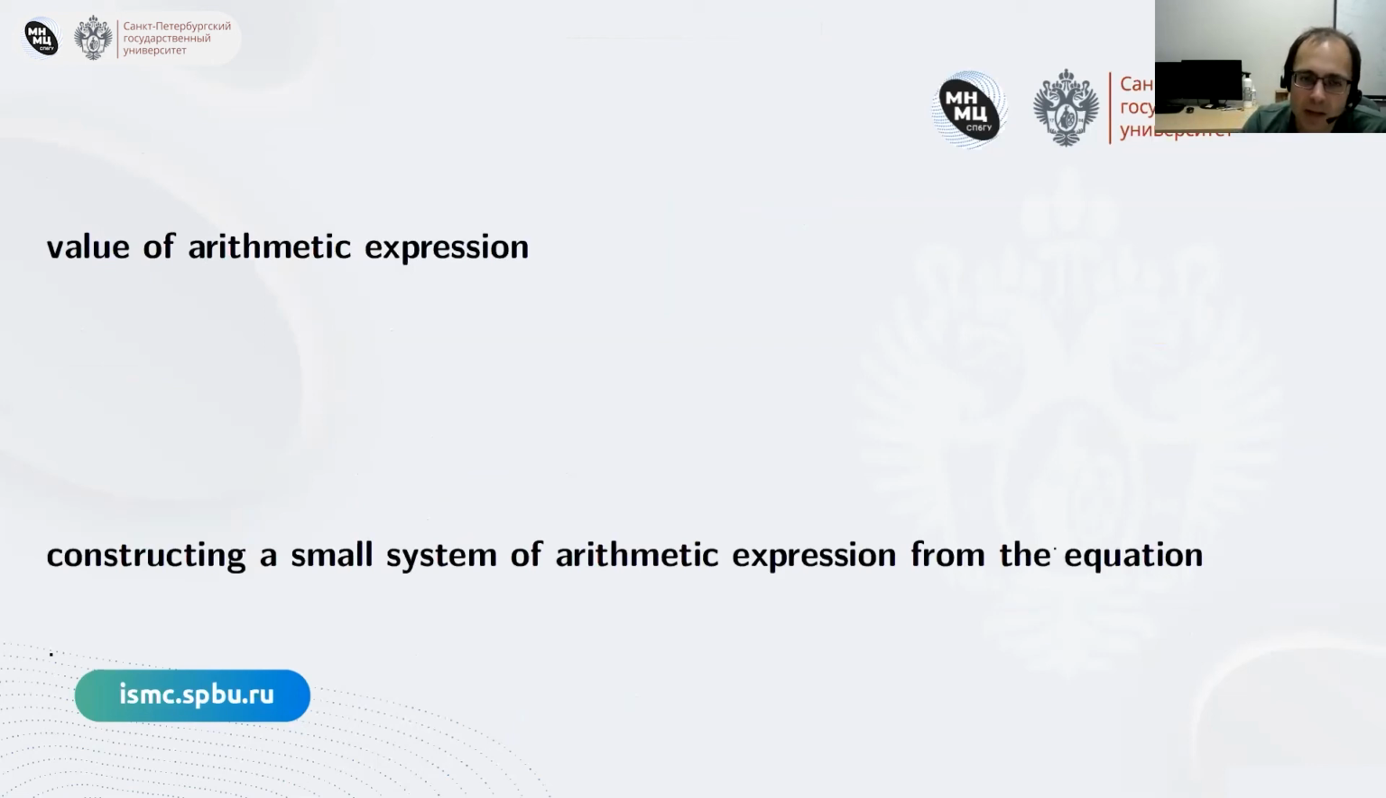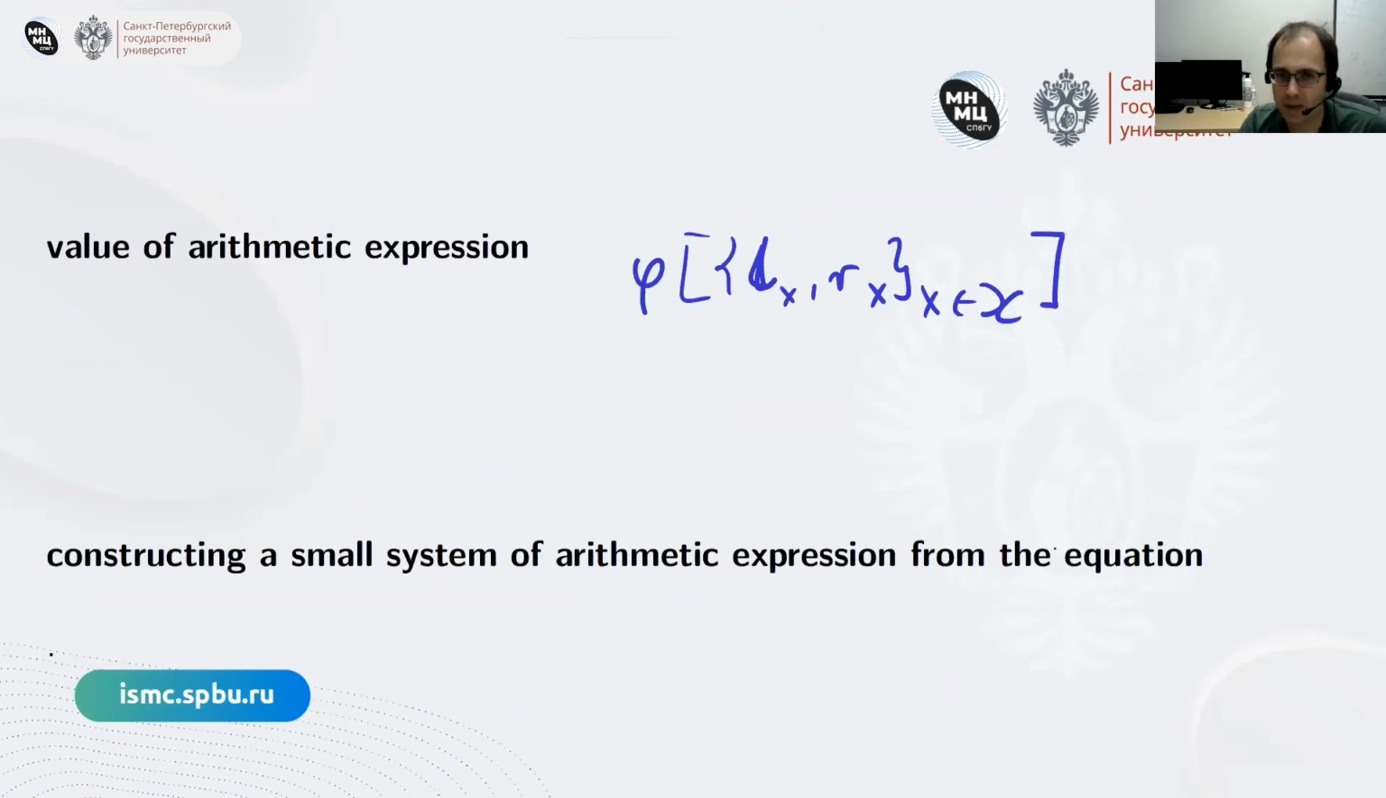And for the value, if we have some arithmetic expression, some phi, then we substitute small l and small r for x, for x in the variables. The meaning should be clear: we substitute the variable lx with this fixed number lx, and we substitute the variable rx with this fixed number rx, and just evaluate this whole arithmetic expression. Okay, so the last step is how to actually construct such an arithmetic expression from the equation.